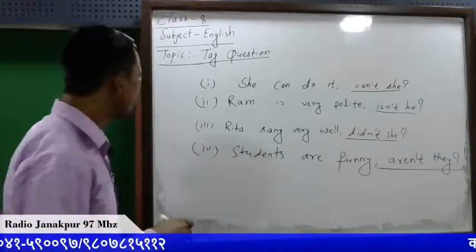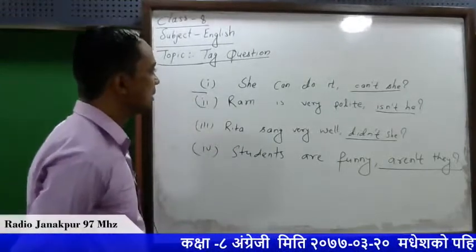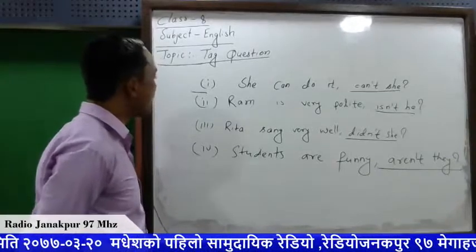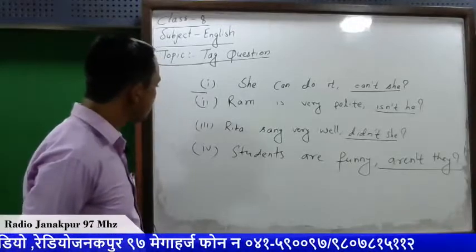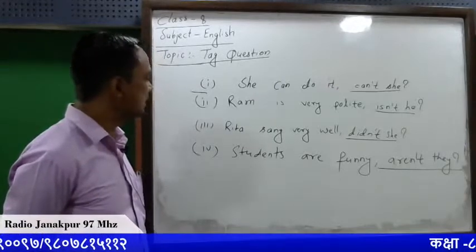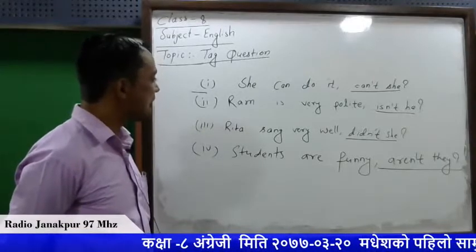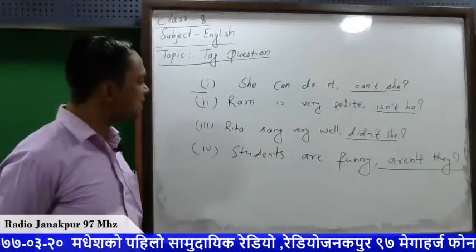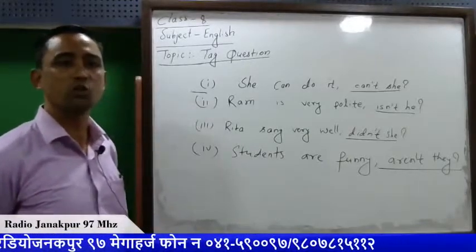Let's see. First sentence is: she can do it, can't she? Second sentence is: Ram is very polite, isn't he? Third sentence is: Rita sang very well, didn't she? And fourth and last sentence is: students are funny, aren't they? My dear students, look at all these sentences and try to find out what special things we are going to learn today in tag questions.